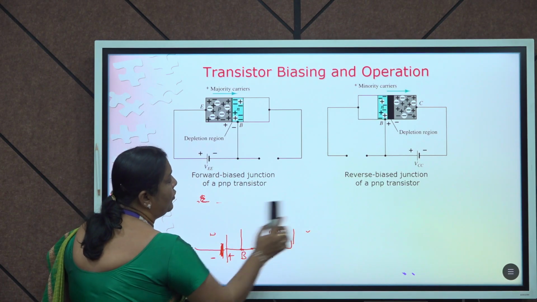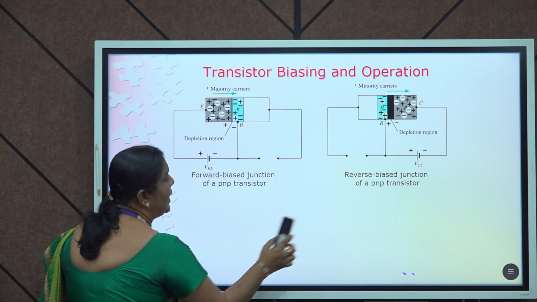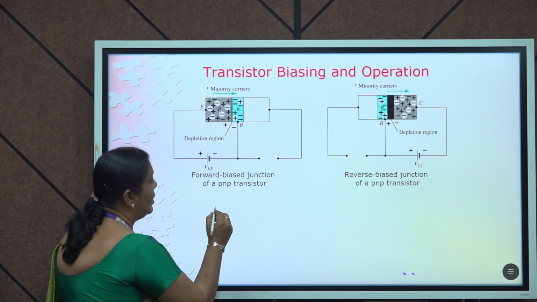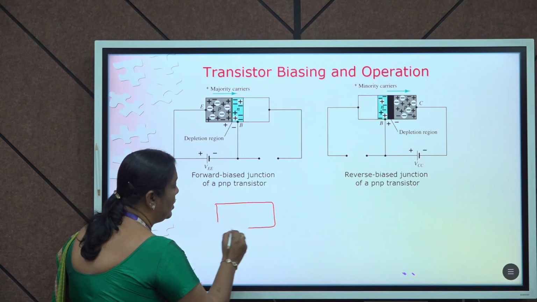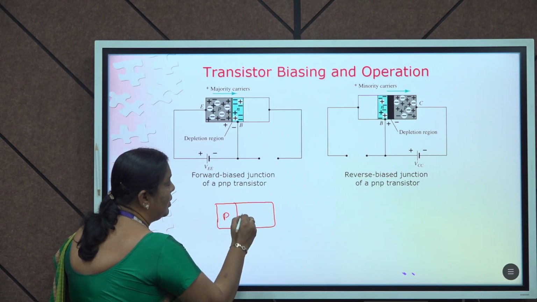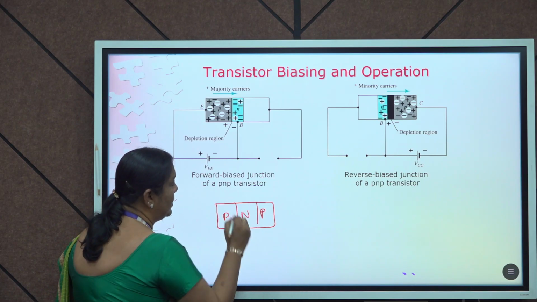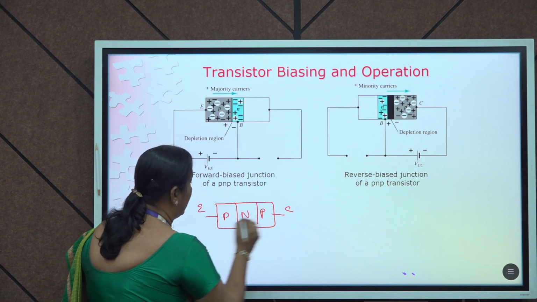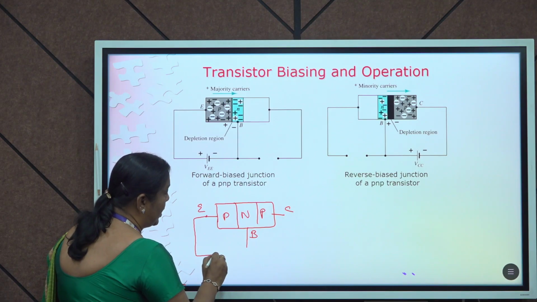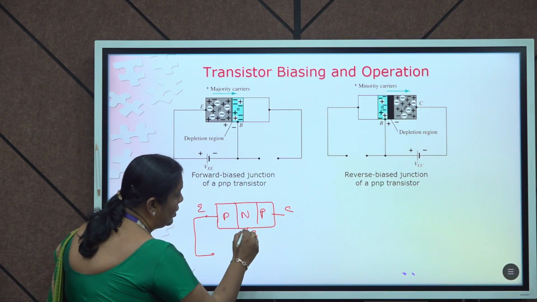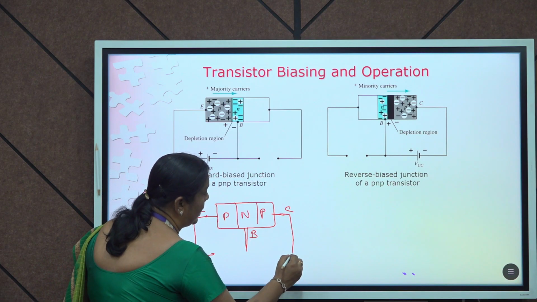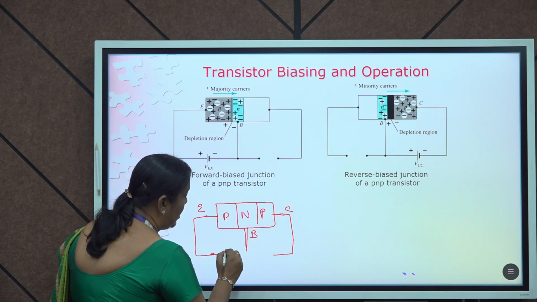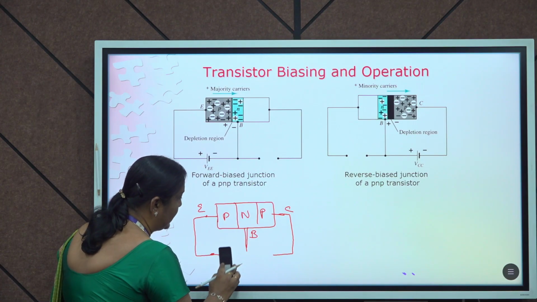Then we can go for the PNP transistor. The operations of the PNP transistor. So, this is the base, then the emitter, then the collector. The positive terminal is connected, and then the collector terminal is connected in reverse bias condition.